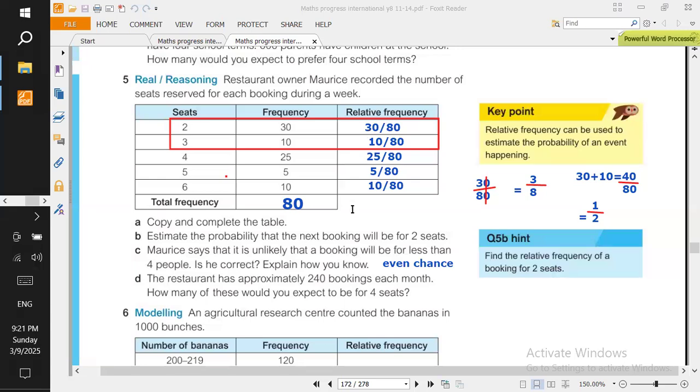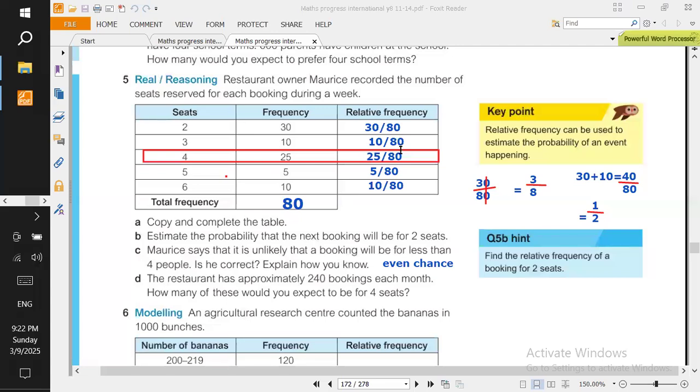Here, the restaurant has approximately 240 bookings each month. How many of these would you expect to be for 4 seats? So now we're talking about 4 seats bookings. Let's remove this. First, let's find the probability, or the experimental, or the relative frequency of the 4 seats. This is the 4 seats. The relative frequency is 25 over 80.